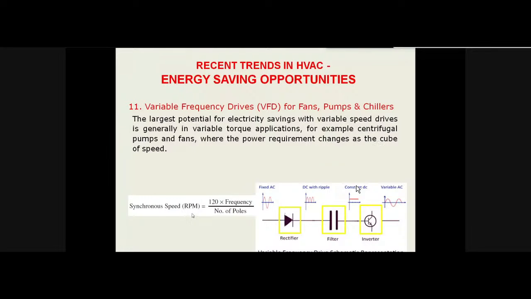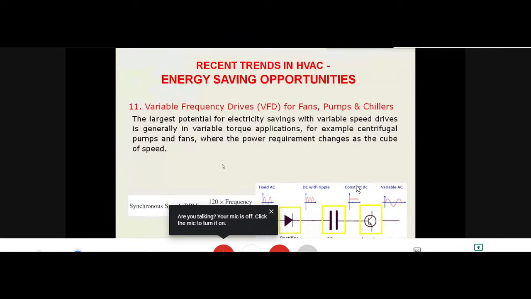Suppose it is running at 100% speed and now you are reducing it to 50% speed. That means 0.5 to the power 3, which is around 12.5%. That means 87.5% saving straight away. So when it is working at 50% speed, you are saving 87.5%. That much huge saving is possible by putting in variable frequency drives.